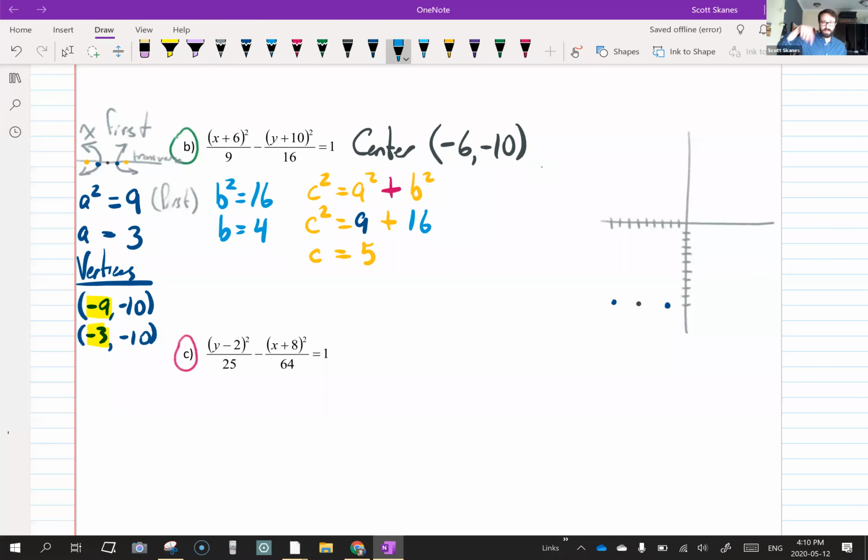Let's do B. We need to go up and down by 4 from the center. So up by 4, 1, 2, 3, 4 is about here. So I can write that down first. -6 and 6. -6 and -6, yeah.